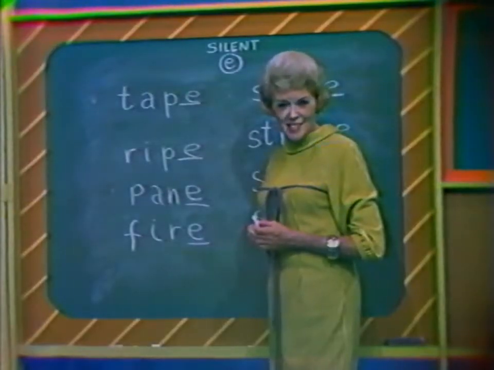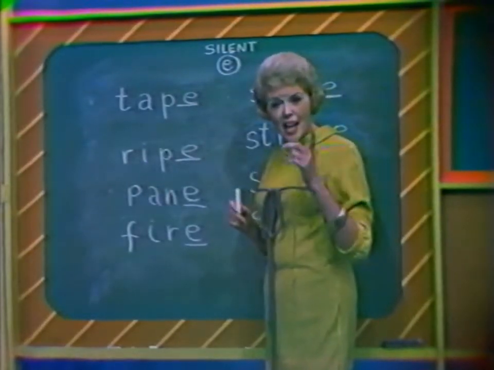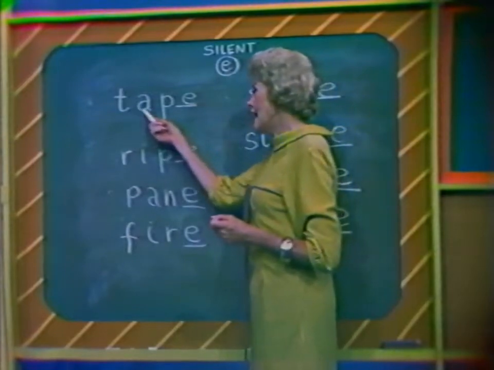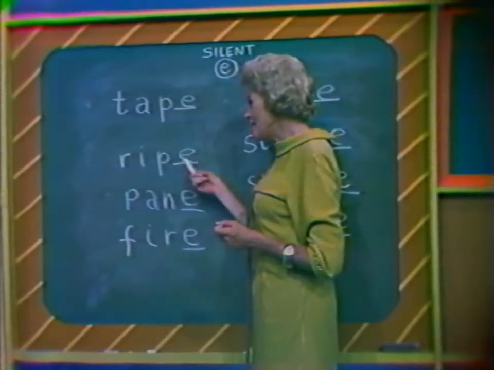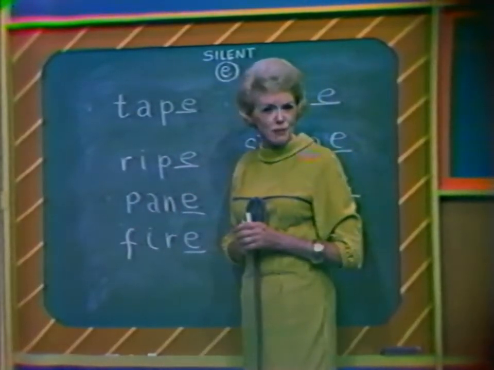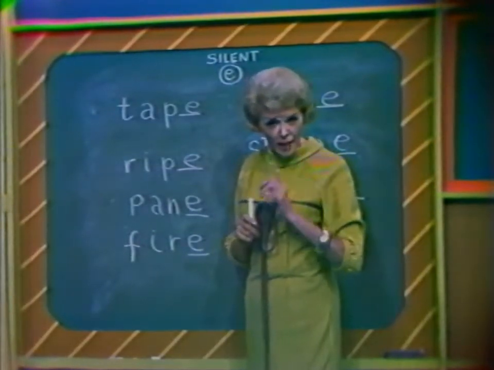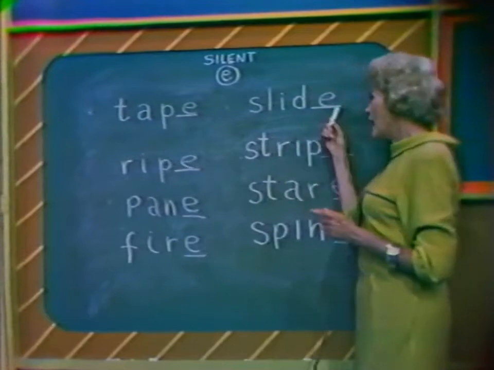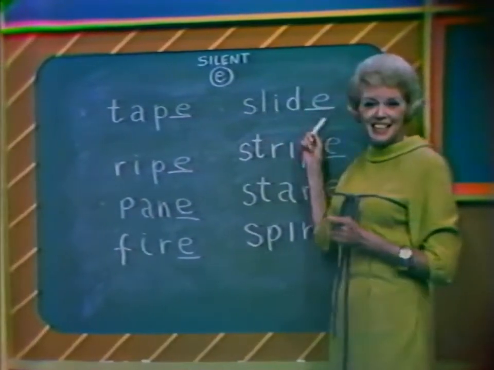Now that you know about the silent E, you can make a lot of 3-letter words into 4-letter words, as we did. Remember? T-A-P, and we added an E, and it became tape. And then there are these words. Oh, you can use your letter cards, and you can have great fun making words of your own. You can even make some 4-letter words into 5-letter words, as we did. S-L-I-D, slid, into S-L-I-D-E, slide.